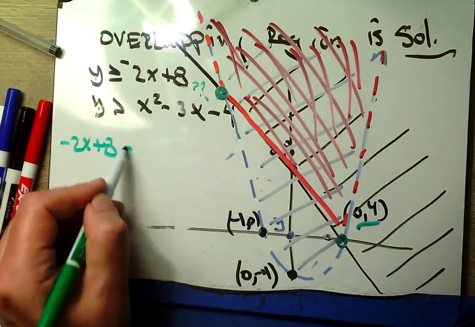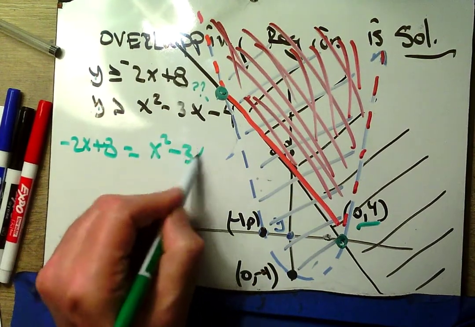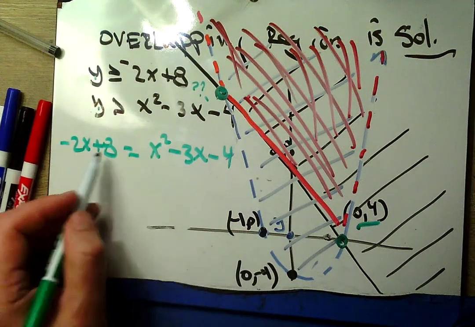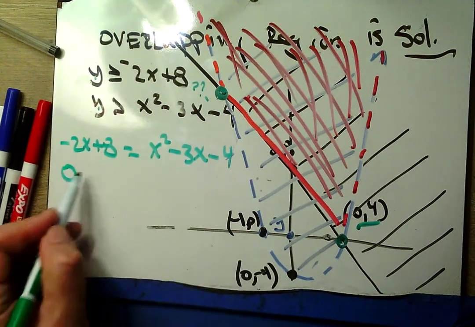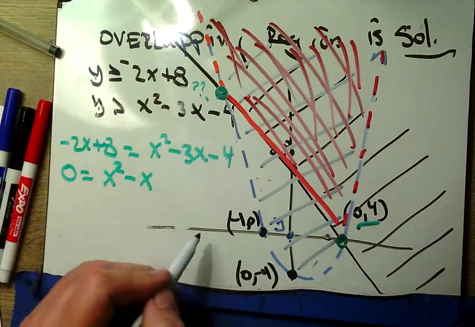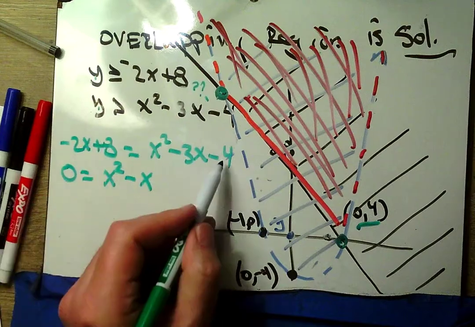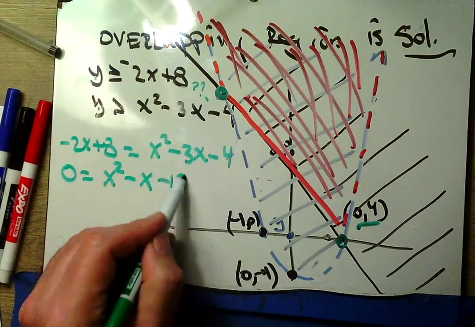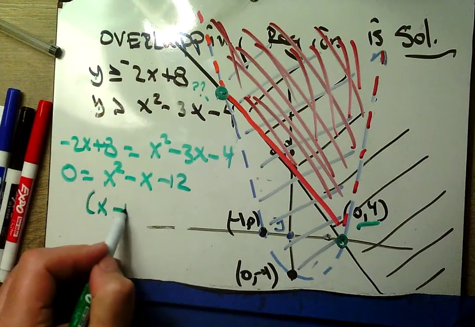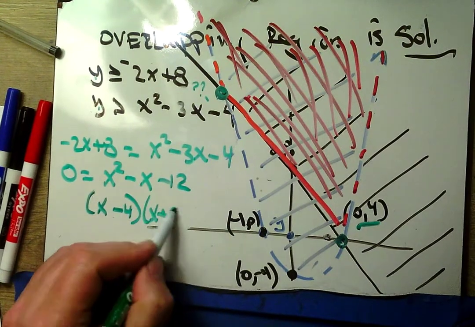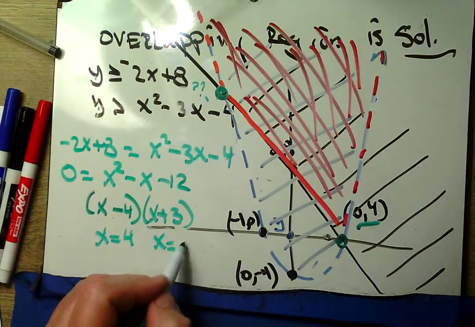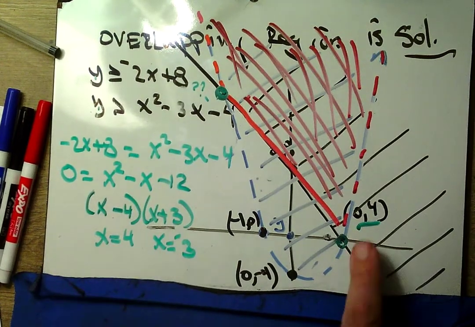Negative 2x plus 8 equals x squared minus 3x minus 4. So I'm going to add 2x to both sides. I'm going to subtract 8 from both sides. When I add 2x to both sides, I get minus 1x. When I subtract 8 from both sides, I get minus 12. So this factors as (x minus 4)(x plus 3). So x equals 4 and x equals negative 3.